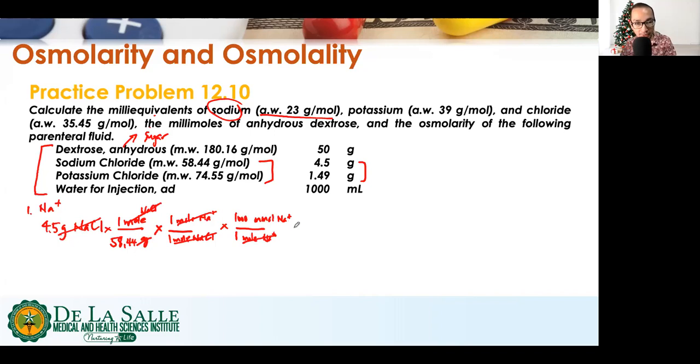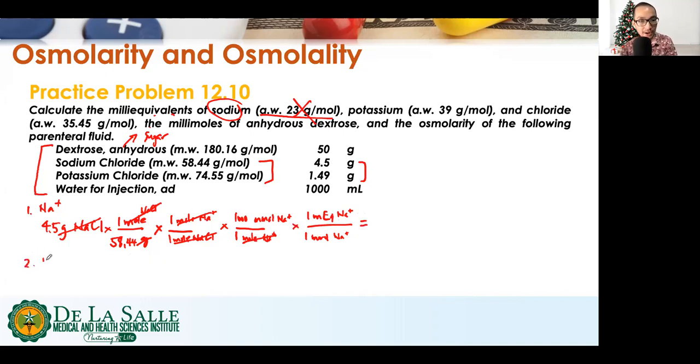Now, I want to compute for the MEQ. I know that 1 millimole of sodium ion is equivalent to 1 MEQ of sodium. So without using 23 grams per mole, which is the atomic weight of sodium, I can actually compute for the MEQ of sodium ion. So now I'm at the MEQ of sodium, and I have no more problem. I'll just compute that later.